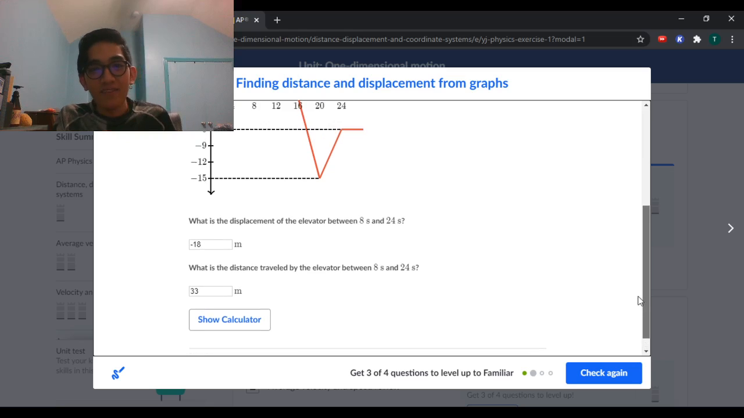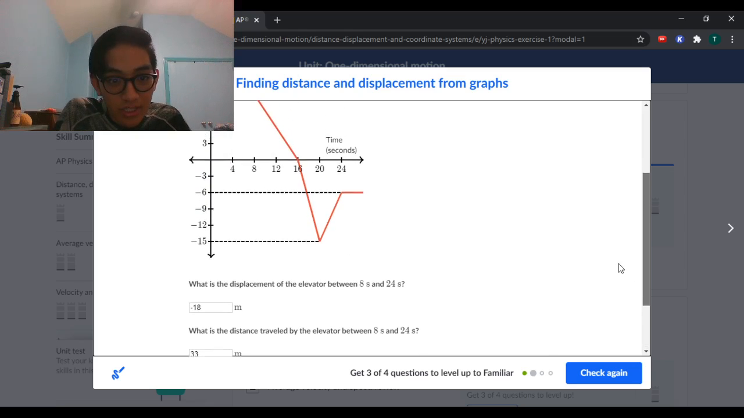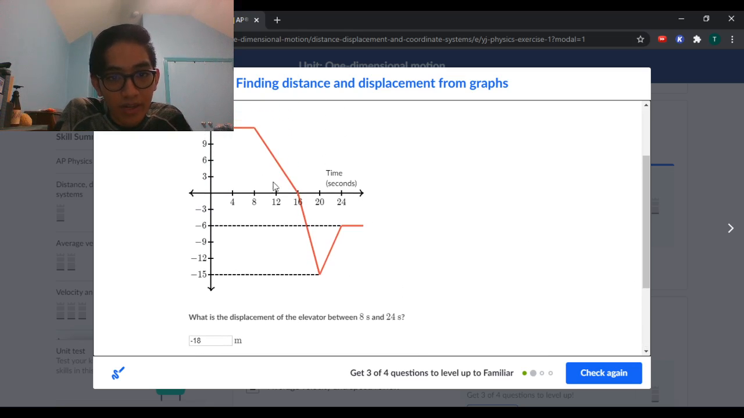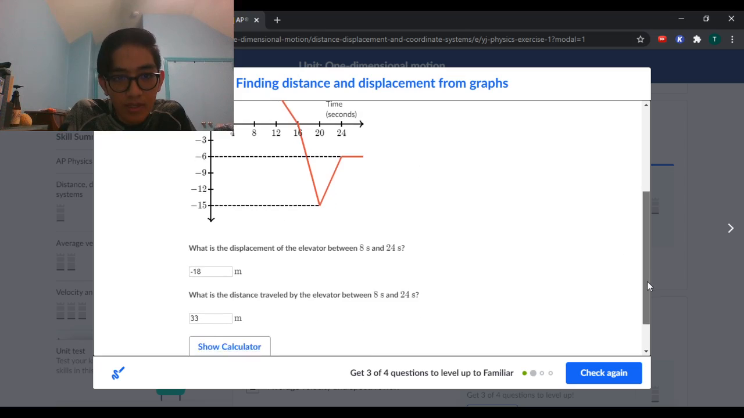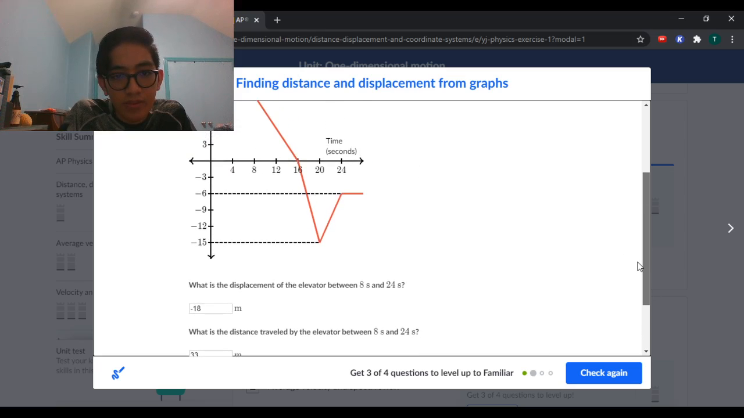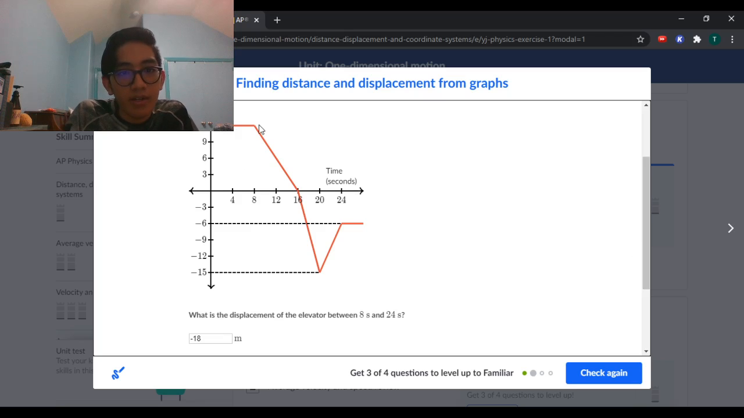Oh, okay. Well, I got it wrong, but let's see why we got it wrong. 8 to 24, that's negative 6 and 12. Wait, 6 and 12, 18. Okay. Travel between 8 and 24. Well, between 8 seconds, we travel to 12. Okay, so I see why I got this wrong. And I'm glad that I actually got this wrong because this is another point.